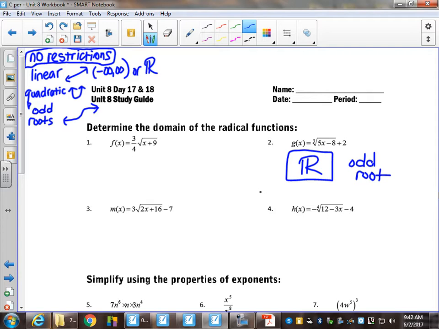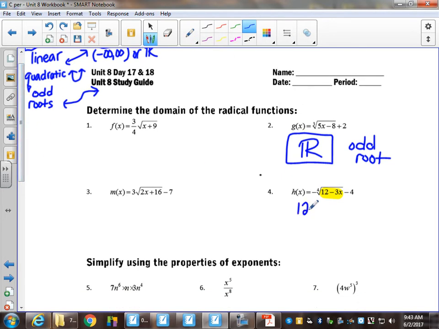Numbers 1 through 4, which would you like to talk about first? Number 4? Okay. What part of this function am I going to pay attention to? Just inside the radical. Just underneath the radical. So for those of you with a highlighter or circle, just what's underneath the radical. The negative up front does not affect the domain. That negative 4 does not affect the domain. Those are pieces that would affect the shape of the graph, but not what x values are okay or not okay. Remind me, what can I not take the even root of? A negative number.